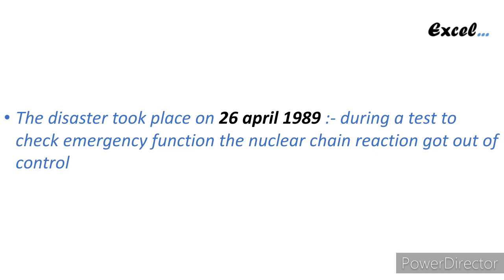The disaster took place on 26 April 1986 during a test in order to check the emergency functions and to make sure that they are working properly or not, where the nuclear chain reaction got out of control, causing huge damage to life and property. As I said, start questioning yourself. Have you thought about how we determine whether the reaction is controlled or not?